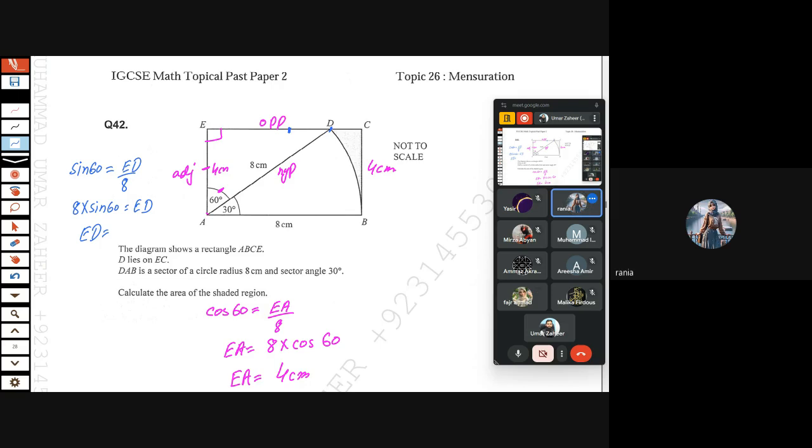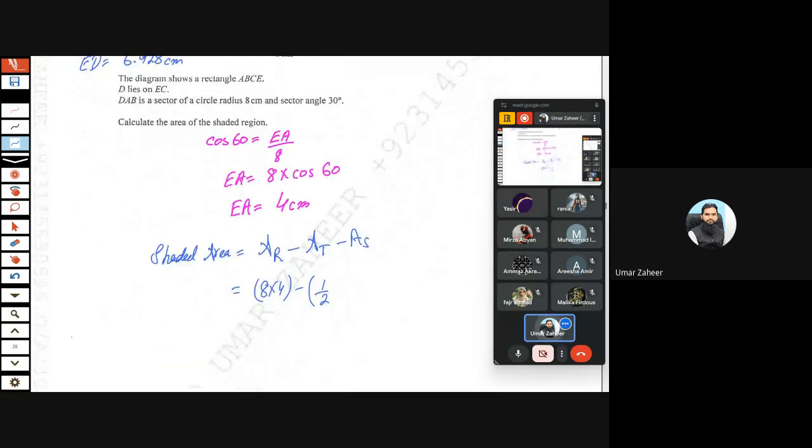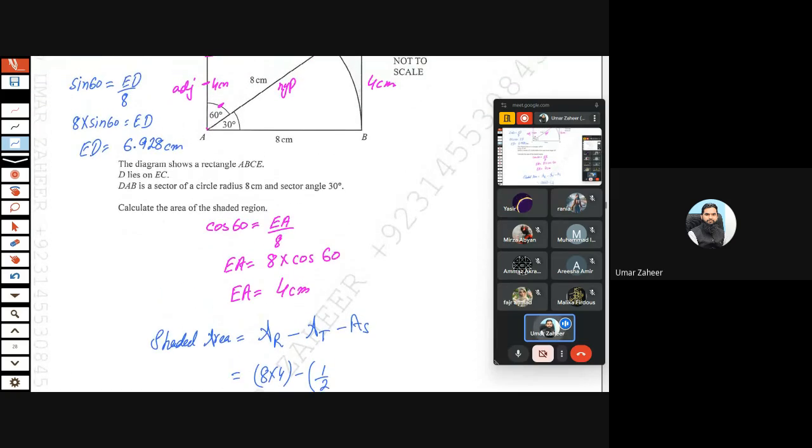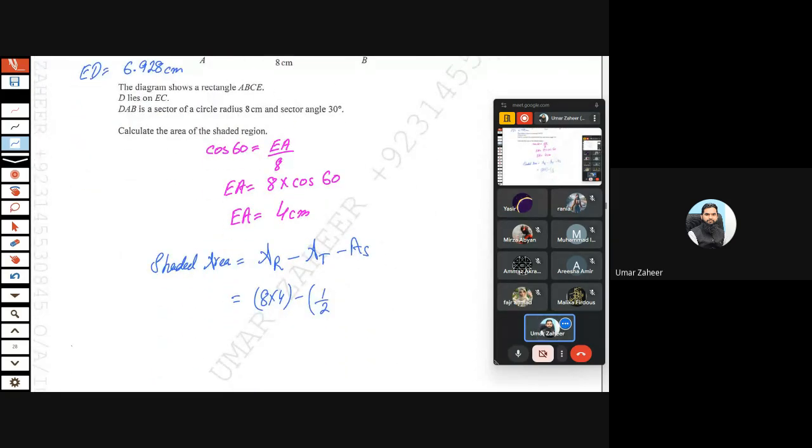Confirm. Sir, 1 second. So 6.928 centimeter. Okay. So 1 by 2 base multiplied by height.